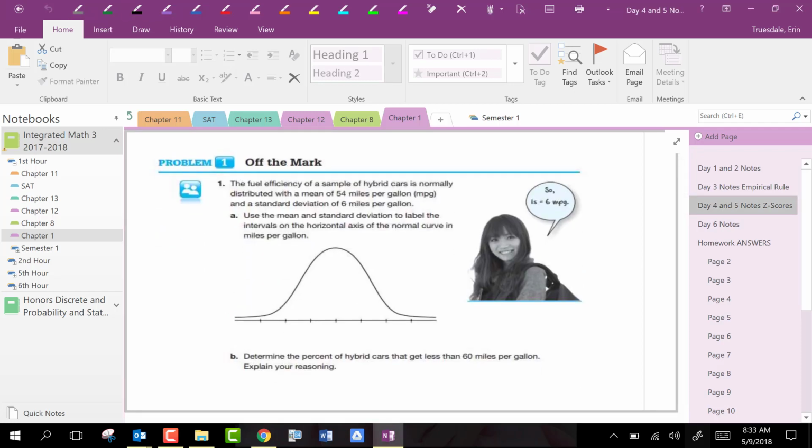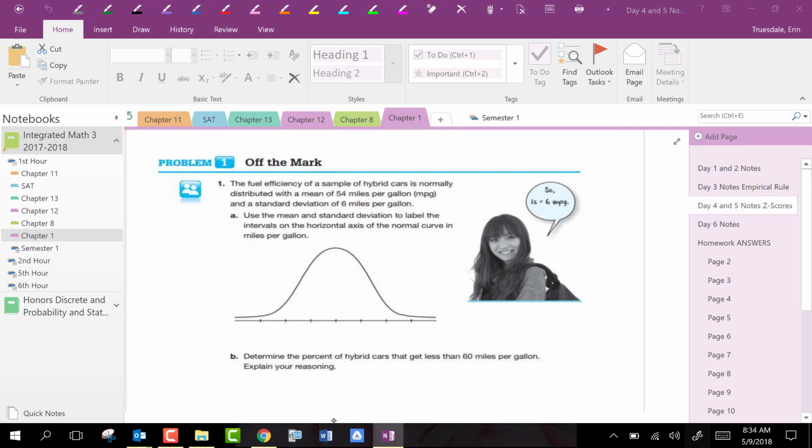We're going to kind of review yesterday's stuff and then we'll move into something new on the next page. So it says the fuel efficiency of a sample of hybrid cars is normally distributed with a mean of 54 miles per gallon and a standard deviation of 6 miles per gallon. Use the mean and standard deviation to label the intervals on the horizontal axis of the normal curve.